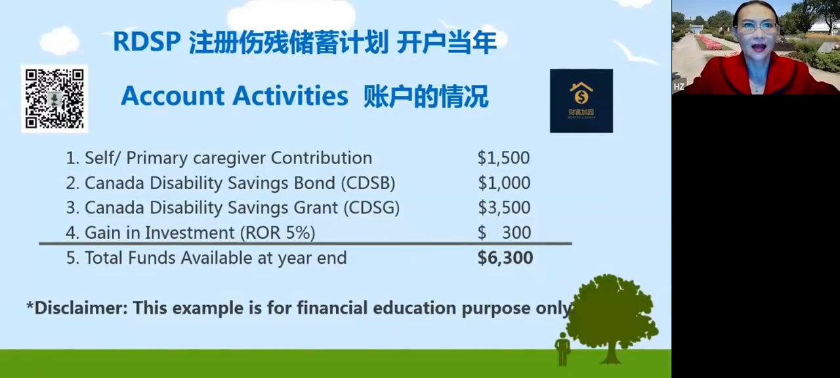So let's look at how it works. Number one thing, each year, the primary caregiver or the person himself or herself contributes 1,500. Government gives 1,000 in bonds and 3,500 in grants. And also, let's say 5% growth on the amount you put in. Then at the year end, you'll be able to see your 1,500 turn to 6,300, right? So that's how you can see the amount can accumulate very, very fast.